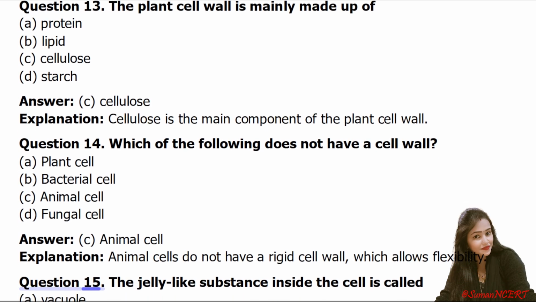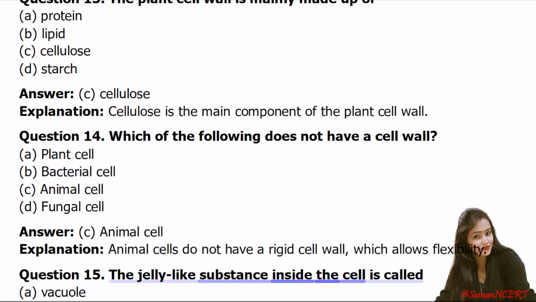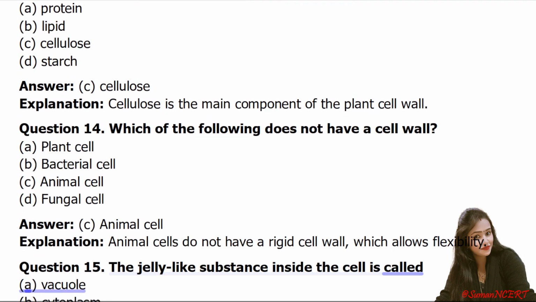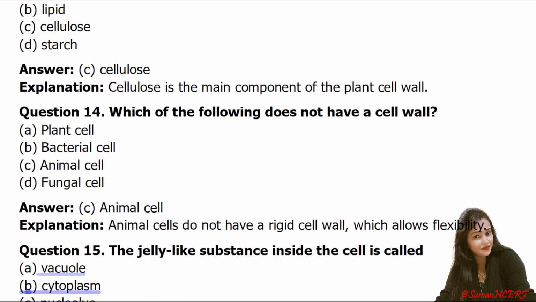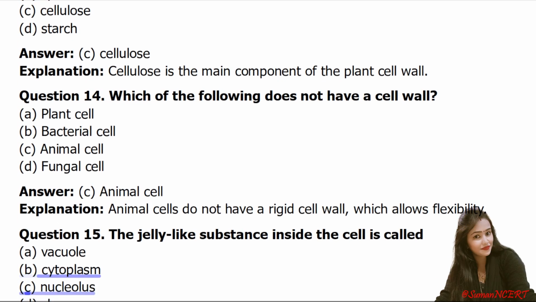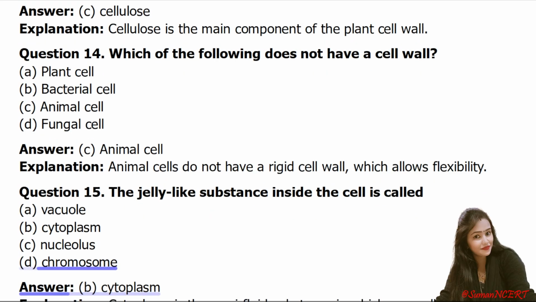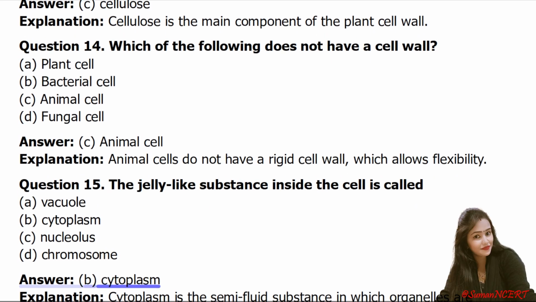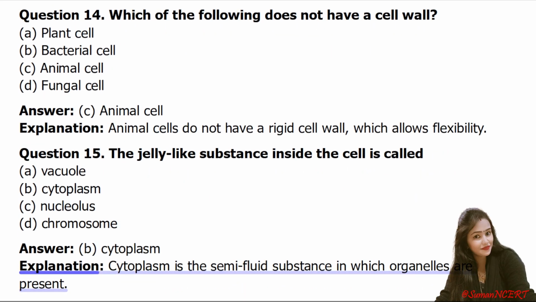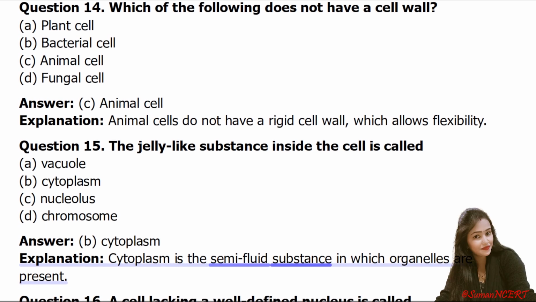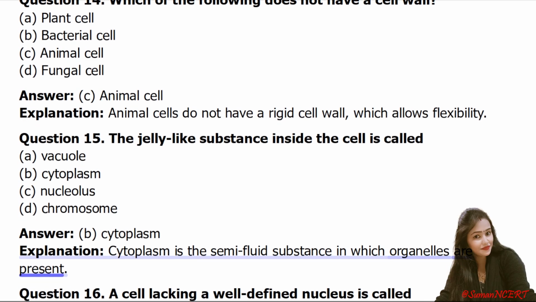Question 15. The jelly-like substance inside the cell is called: A. Vacuole. B. Cytoplasm. C. Nucleolus. D. Chromosome. Answer: B. Cytoplasm. Explanation: cytoplasm is the semi-fluid substance in which organelles are present.